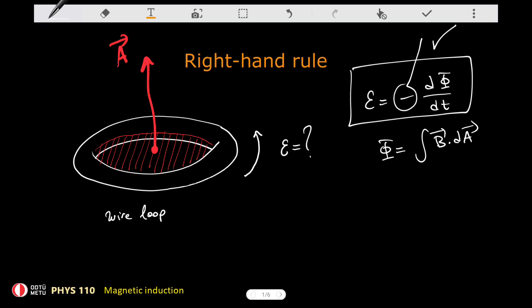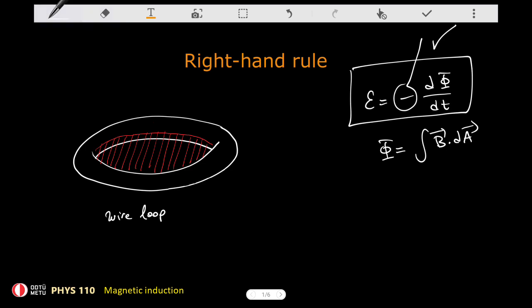Right, that's one way actually. I'm going to look at some problems that will illustrate how we can use that sign. But for now, let's say something more about this right-hand rule. So what happens if I choose the direction in the opposite way?